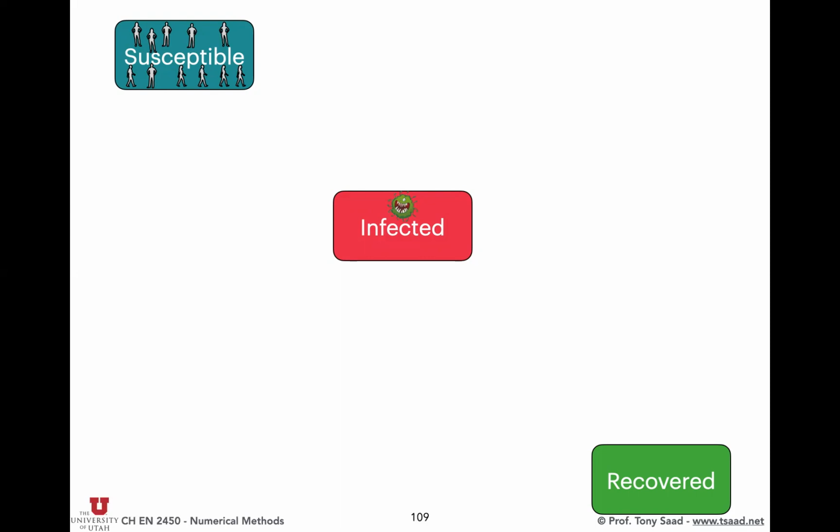Now we're going to apply what we did with the department store to these 3 categories to try to develop equations that govern a population that contains people that are free roaming, people that are infected, and people that have recovered. So obviously, the first step is to say that the natural direction for susceptible people is to become infected, right? That's what happens in a healthy population.